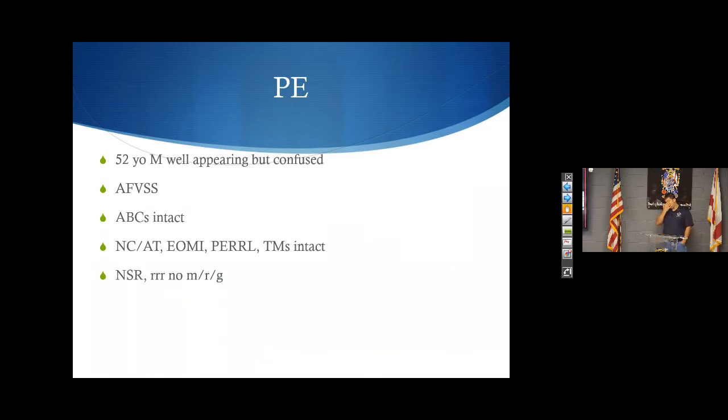All right. He was in a normal sinus rhythm, regular rate. He didn't have any murmurs, rubs, or gallops. His respiratory exam was normal, non-labored. He was following commands, but very slow to do so. Still seemed a bit confused.